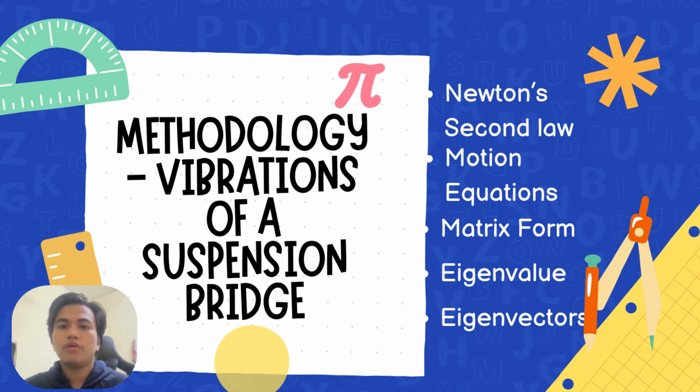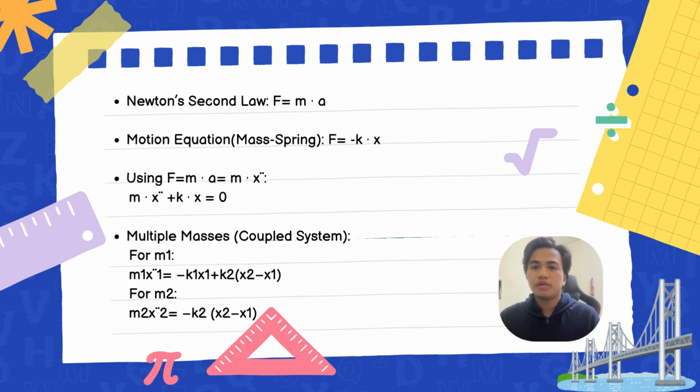I will be explaining the methodology we use to analyze bridge vibrations, focusing on eigenvalue analysis to identify natural frequency and modes of vibrations. To begin, to analyze vibration, we start with Newton's second law and continue with the motion equation, and by combining both of them, we will get two equations for M1 and M2.